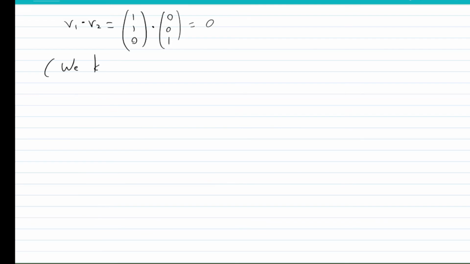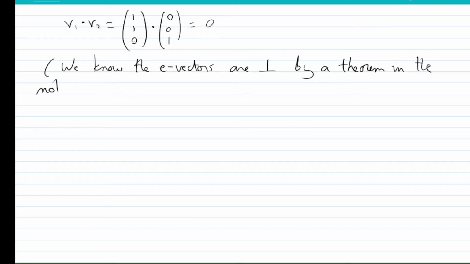We know the eigenvectors, which I'll often write as E vectors, are orthogonal, which we often write like this, by, I believe it was theorem 5, but let's say by a theorem in the notes. So we know these vectors are orthogonal.